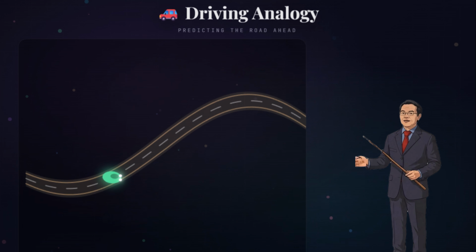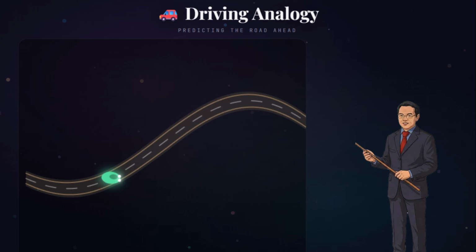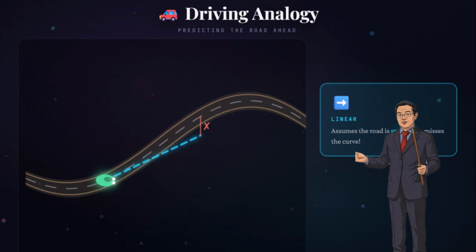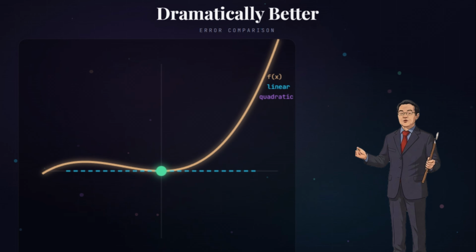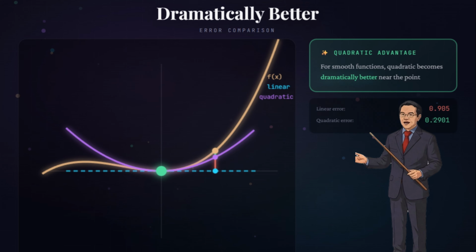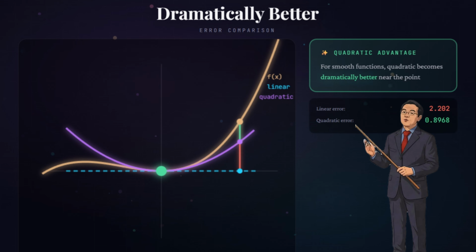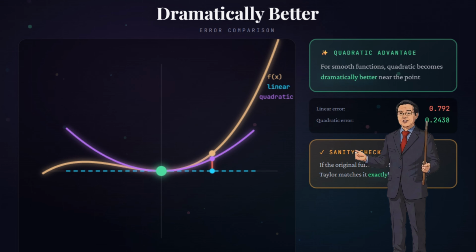Driving analogy. Linear assumes the road is straight. Quadratic also accounts for the turn, so it stays accurate longer. And if the function is smooth enough, quadratic becomes dramatically better near the point. Quick sanity check. If the original function is already quadratic, then quadratic Taylor matches it exactly.